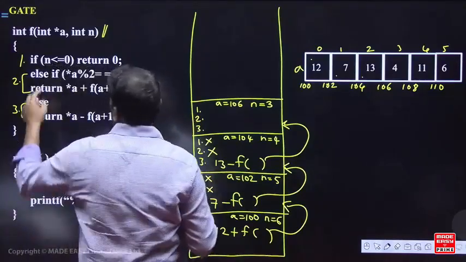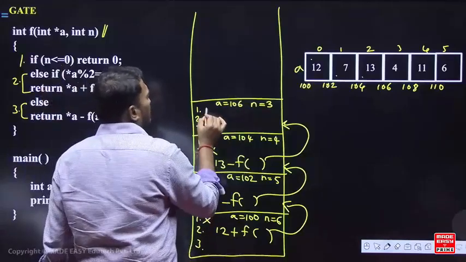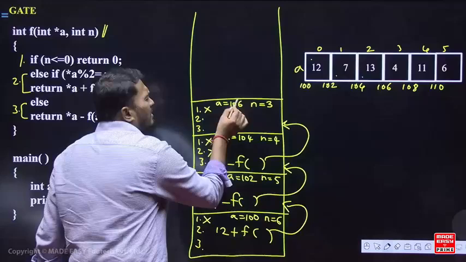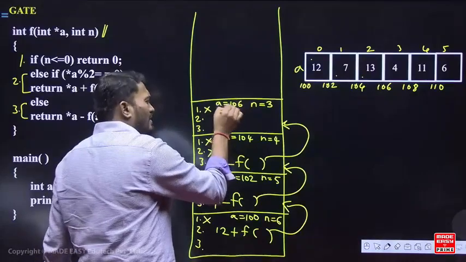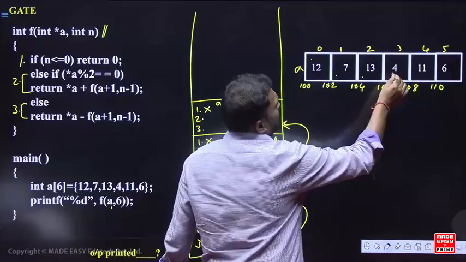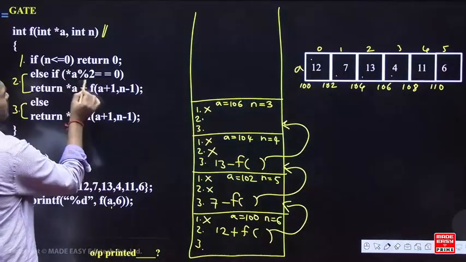Now, okay, a value is what? Same thing, 106. Now n less than or equal to 0, n value is 3, so this is not executed. Now star a mod 2 equal to 0. Tell me, star a means what? Star a is the value at the location 106, which is 4. Now tell me, 4 mod 2 equal to 0.